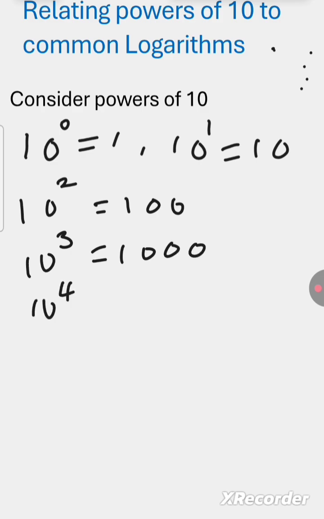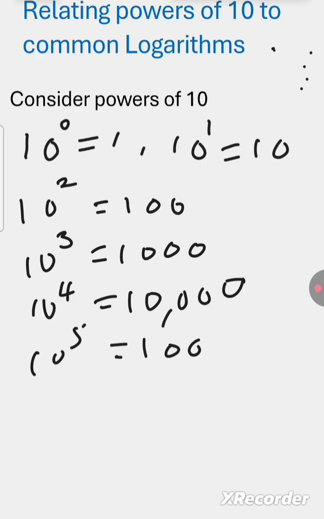10 power 4 equals 10,000. 10 power 5 is equal to 100,000 because that is 10 by 10 by 10 by 10 by 10, 5 times.